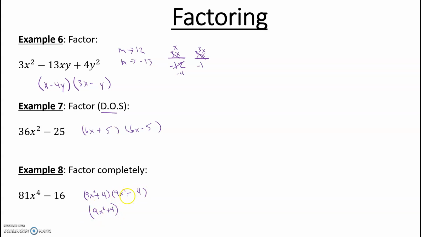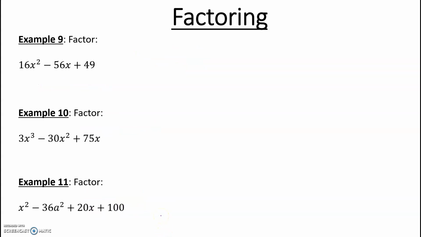But in this next one, this is actually difference of squares again. So 9x squared minus 4 can actually be simplified further. Square root of 9x squared, square root of 4, one's a plus, one's a minus. Now we've finally factored all the way. Next one.